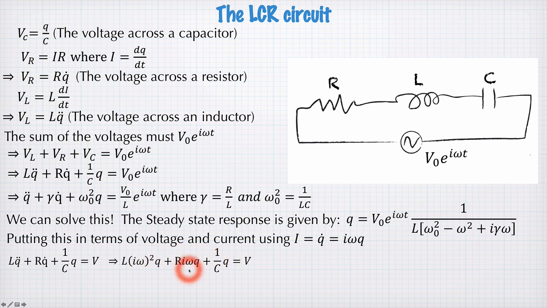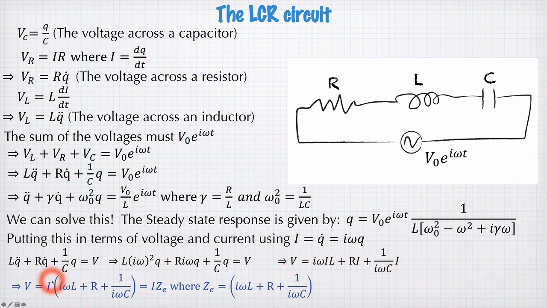So next we can rearrange a little bit, replacing i omega Q here with the current. So we lose a factor of i omega here and replace it with the current, and here we just have the current by itself. And here, to get the current, we can divide by i omega and multiply by i omega to change the charge Q into the current. So now we've got an equation with voltage and current. We can rearrange this to find the voltage equals the current times something.